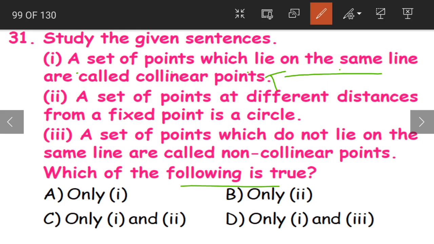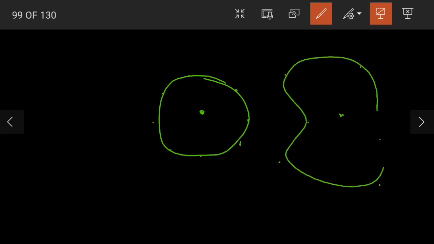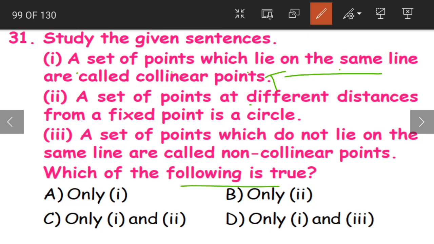Next, statement 2. A set of points at different distances from a fixed point is called a circle. We have learnt that a set of points equidistant from the center forms a circle. But here they are saying that it is at different distances. Now when we join these points together, is this a circle, children? No. The points should be at equal distances.